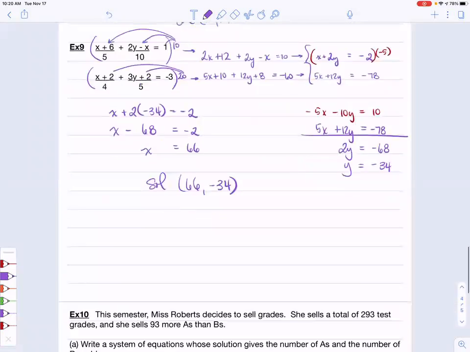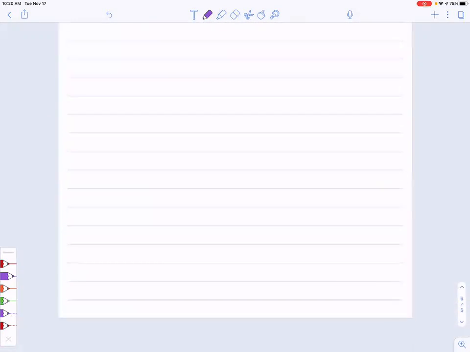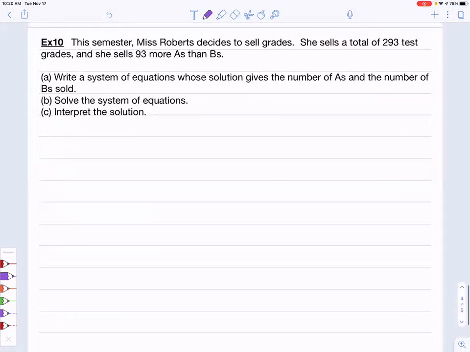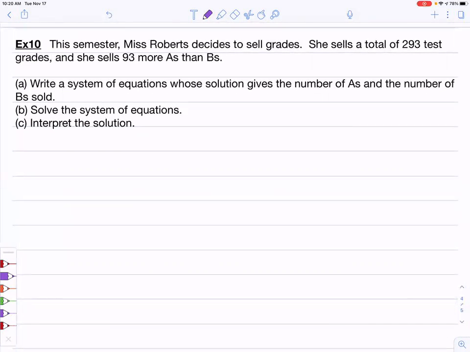All right. So, let's do a story problem. And I think this is going to be the last question for this section. I forgot about this question. So this semester, Mr. Hart's a little hard up, so she's going to sell some grades. She sells a total of 293 test grades, and she sells 93 more A's than B's. So the first thing we're supposed to do is write a system of equations whose solution is going to give the number of A's and the number of B's sold.